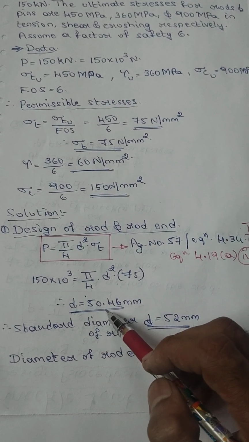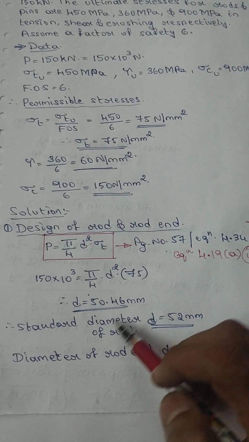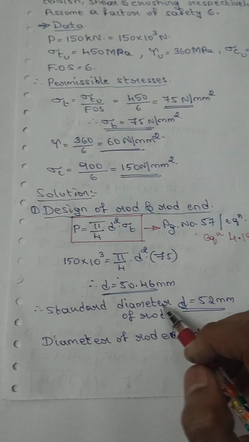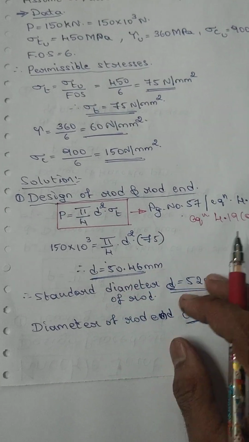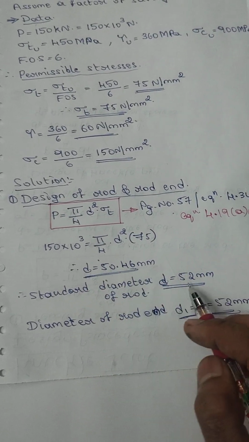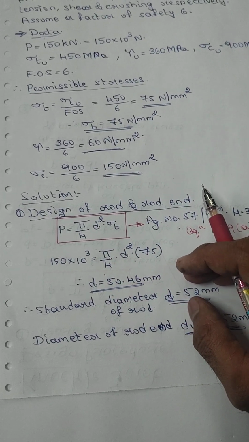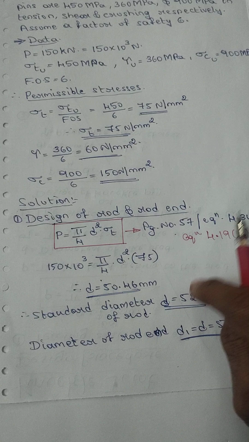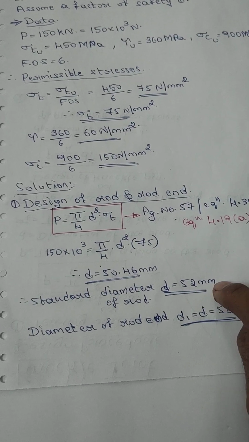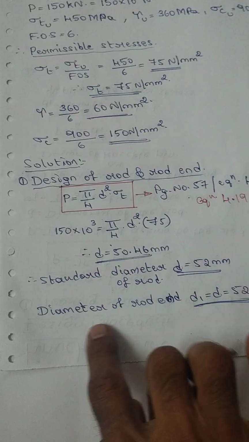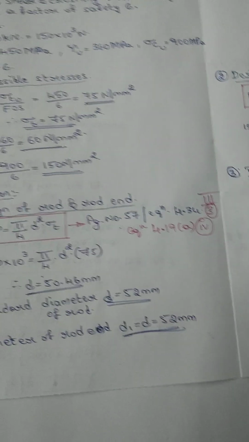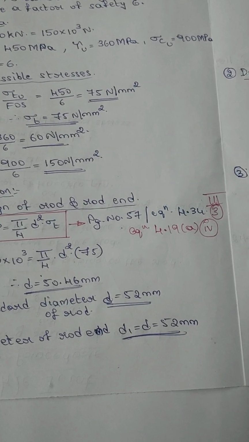D is equal to 50.46 millimeter. Therefore the standard diameter we have to consider is the next even number. After 50.46, the next even number is 52. That is the way we assume the standard diameter for knuckle joint. So 52 millimeters.